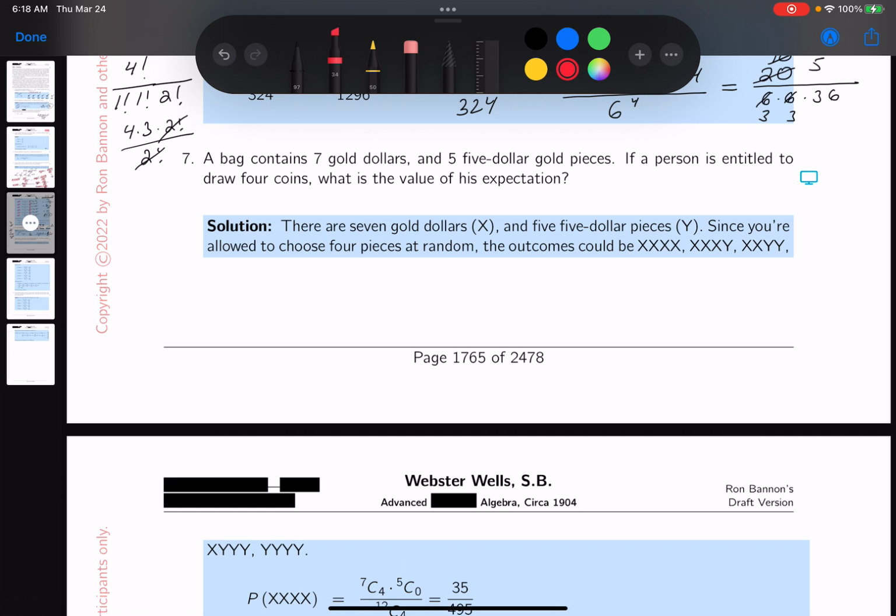I'm saying the gold dollars, I'm just going to call it X, and the $5 piece is Y. I got to keep track of that. So what are you doing? There's 7 of these things, right?